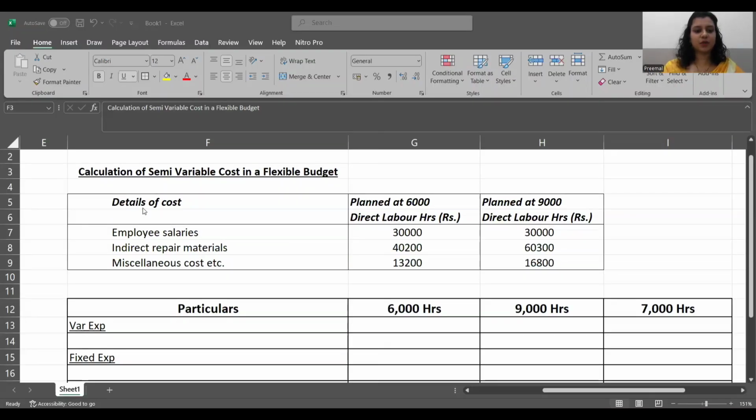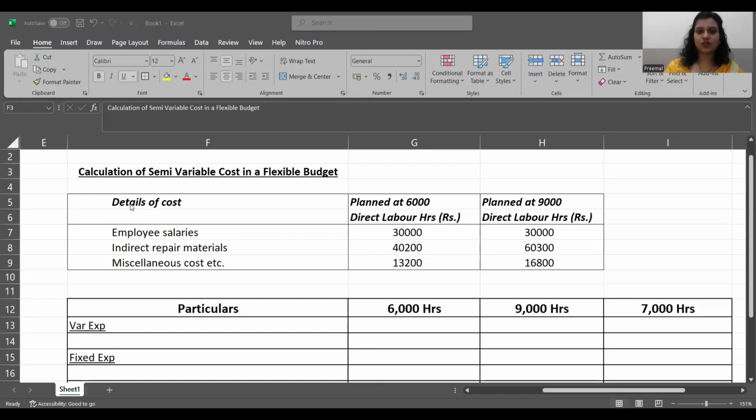Hi. In today's class, we're going to learn how to calculate a semi-variable cost in a flexible budget. So let's look at this problem. Now, in this problem, they've given us three different kinds of expenses: employee salaries, indirect repair materials, and miscellaneous cost. Now, we have to first identify which is a semi-variable cost. Now, we need to remember the rules for variable and fixed costs for this.